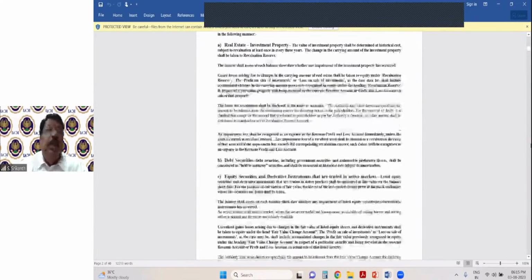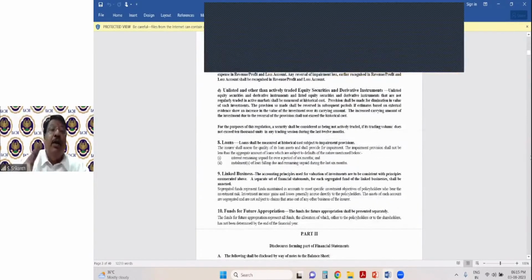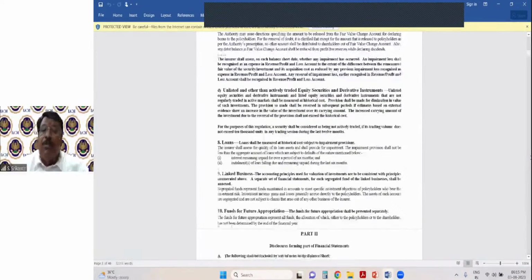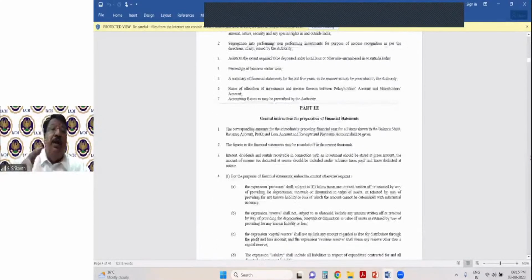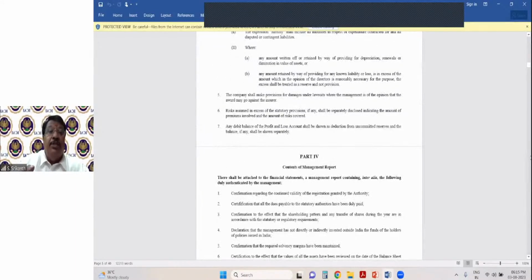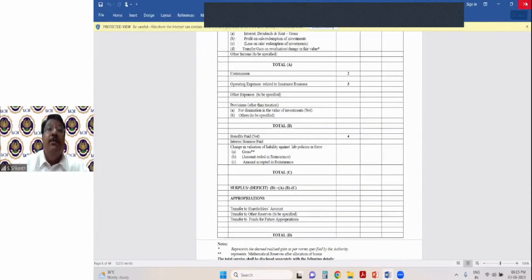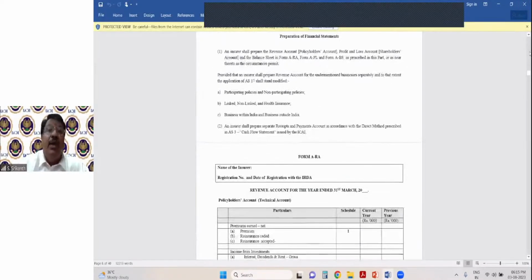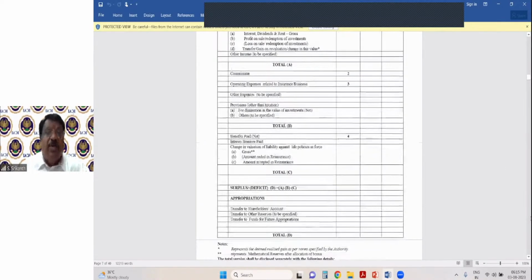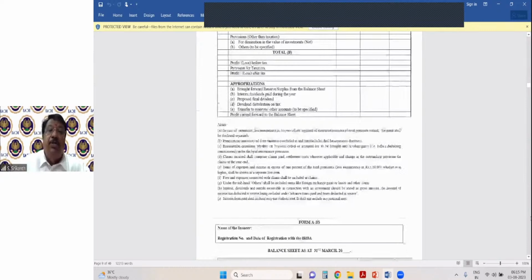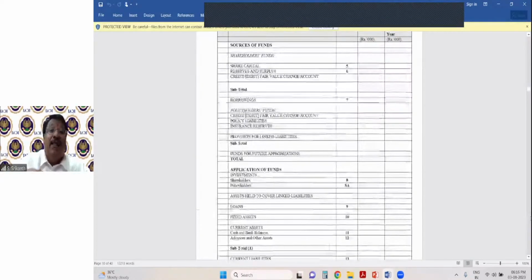See, this is how it will be. IRDA has given separate rules on how it should be done. Loans shall be measured at historical cost, subject to impairment provisions, like that. They've clearly given how each item is to be shown, based on the insurance industry. And this is the format of the revenue account. This is how it should be given. They've given specific formats. Profit and loss account, specific format is there, of IRDA.